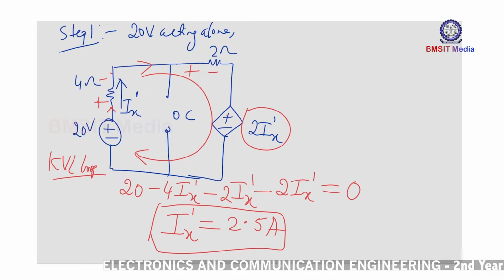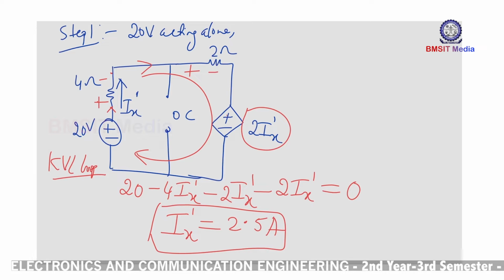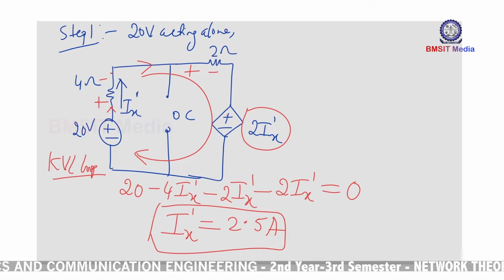So in step 2, that's a part of the solution, now we have another source. The source value is a 5 ampere current source. So now you consider the 5 ampere current source acting alone.